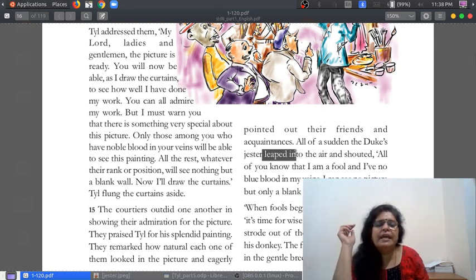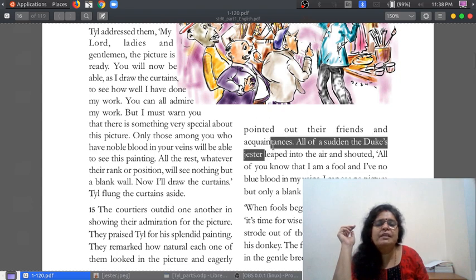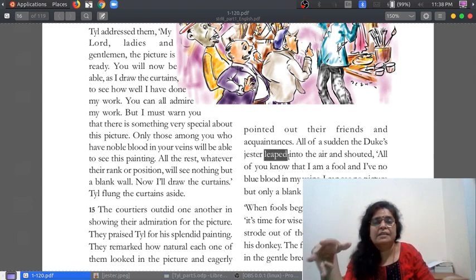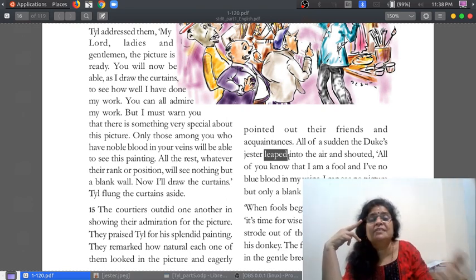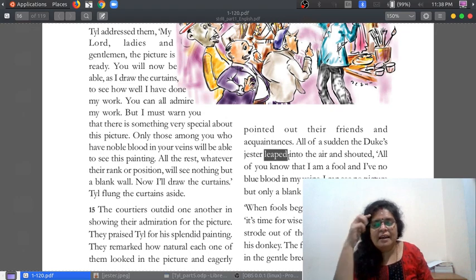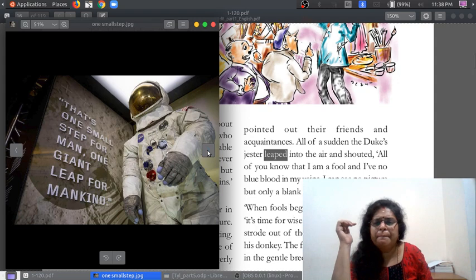Leaped into the air. Leaped. What do you mean by leap? Jumped. Leaped means jumped. The apt Malayalam word is kudichu chadaga. And I hope you know these words. Listen here. Don't you know these words?